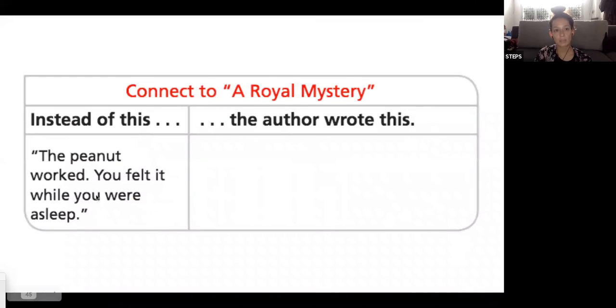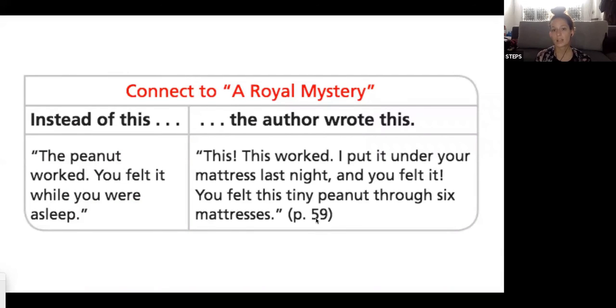So let's look at an example here. The peanut worked. You felt it while you were asleep. That's not really showing much feeling or attitude towards the situation. So instead of that, the author wrote this. This worked. I put it under your mattress last night and you felt it. You felt this tiny peanut through 6 mattresses.